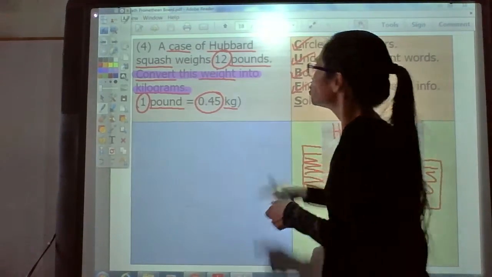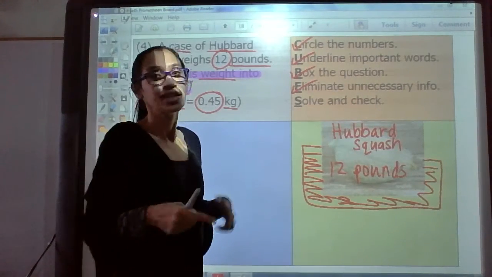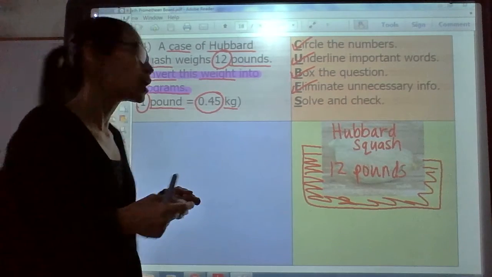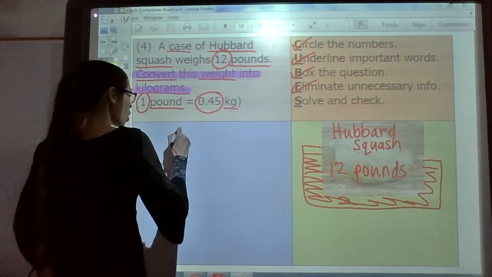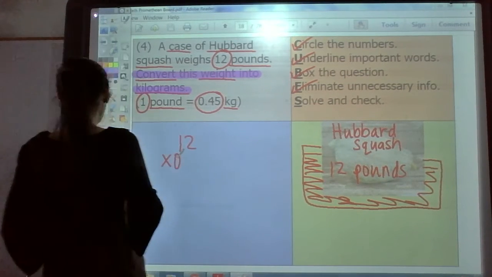What do we need to do? We need to convert that weight, that 12 pounds, into kilograms. Now, we've done this before. What do we need to do? We need to multiply. Multiply what? 12 times 4,500.